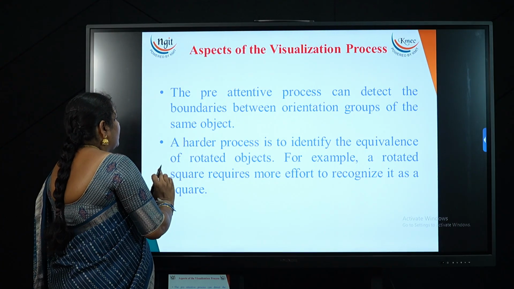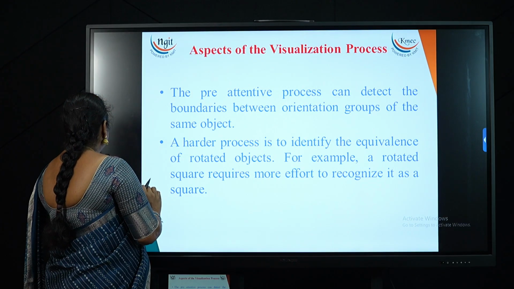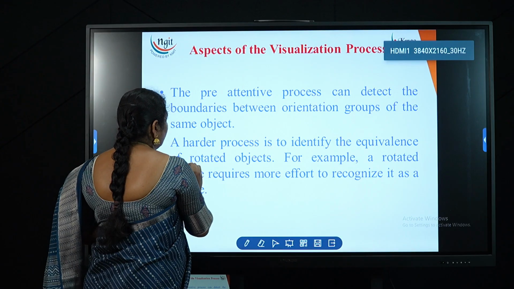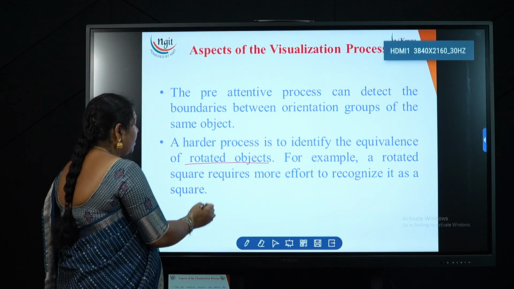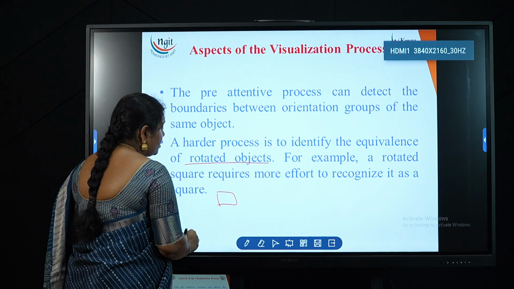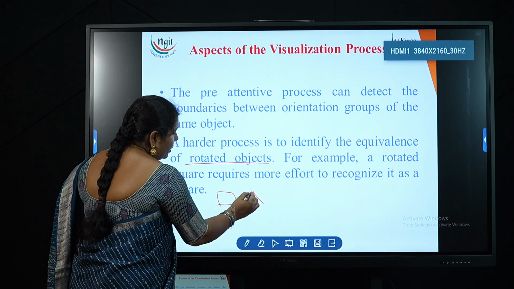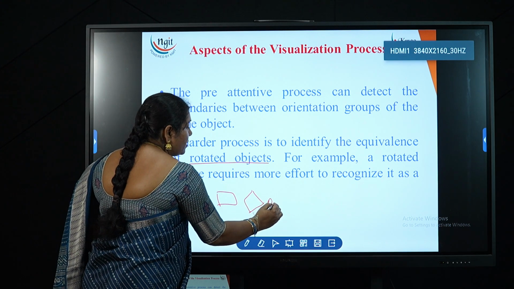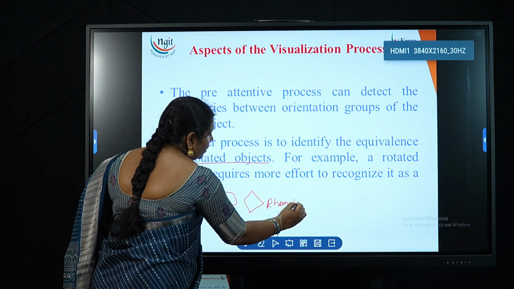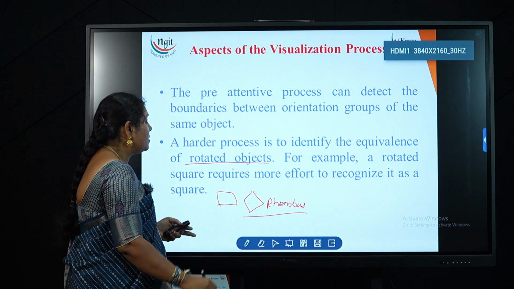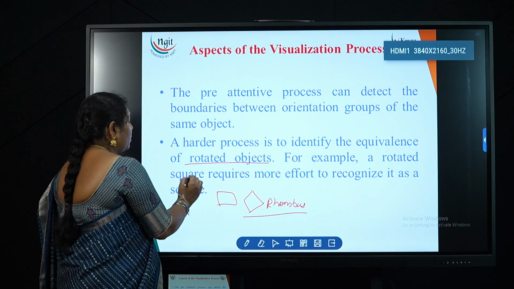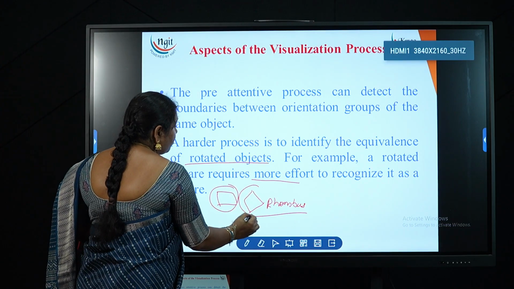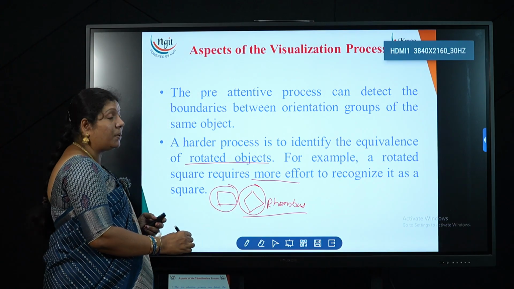Another difficult part is that you have to identify an image which is rotated. For example, if you identify a square, it is okay. Suppose the square has been slightly rotated like this. You will think that it is a rhombus. But it is not a rhombus, it is a square. So the effort will be more. Suppose if I say this is a different shape, this is a different shape, it is pretty easy.